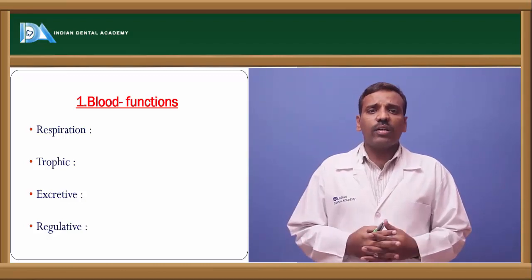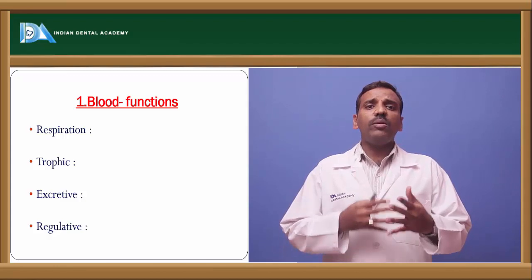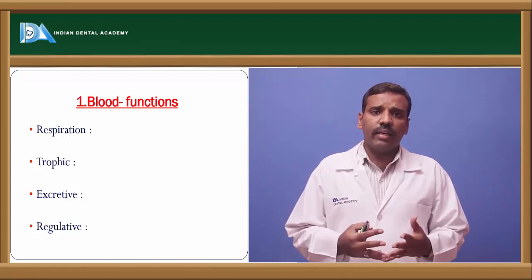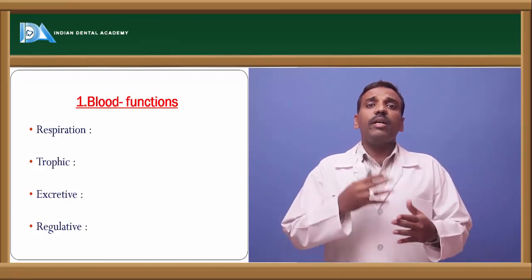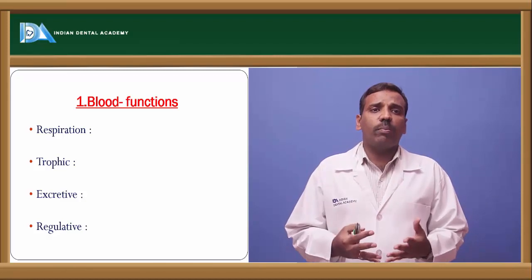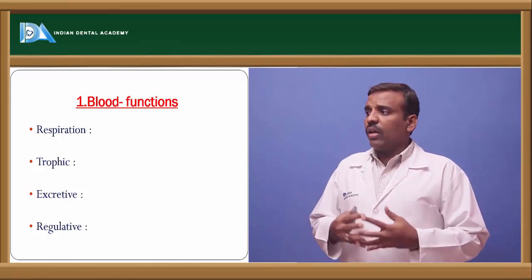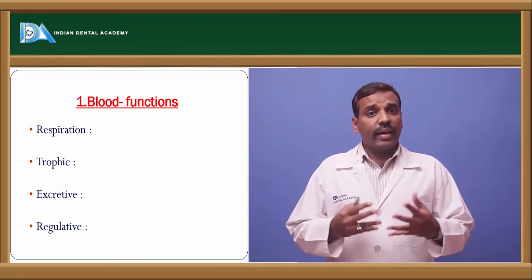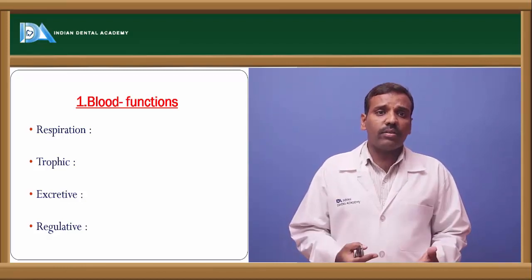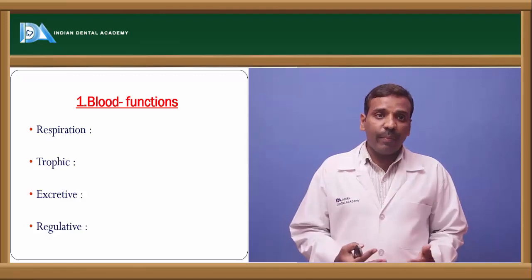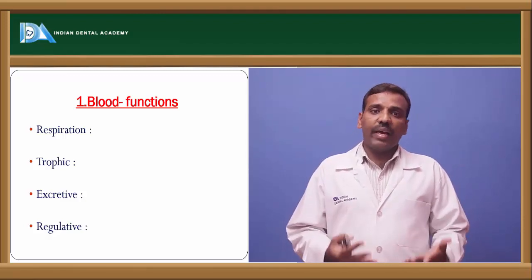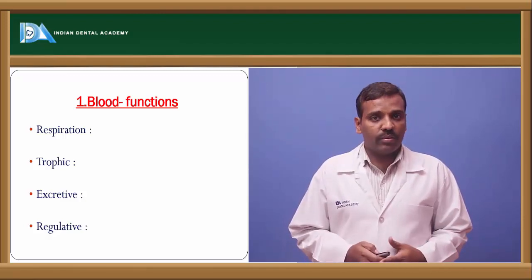And next one is excretive function. In the excretive function, after the metabolic action in the cells and the tissues, the metabolic waste is transported by the blood. And next is regulative function. It regulates water balance, optimum temperature, pH and the acid-base balance.